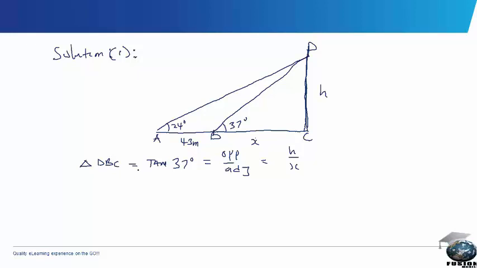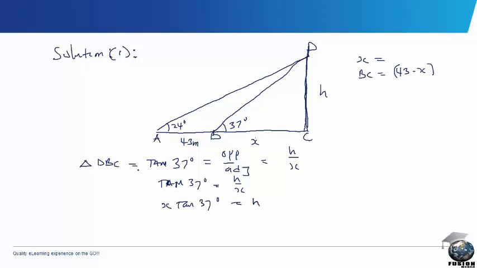Look at the triangle very well. You find that BC is equal to 43 minus x, but that doesn't really matter. From here we can say that tan 37 degrees is equal to opposite over adjacent, so x tan 37 degrees is equal to the height here.